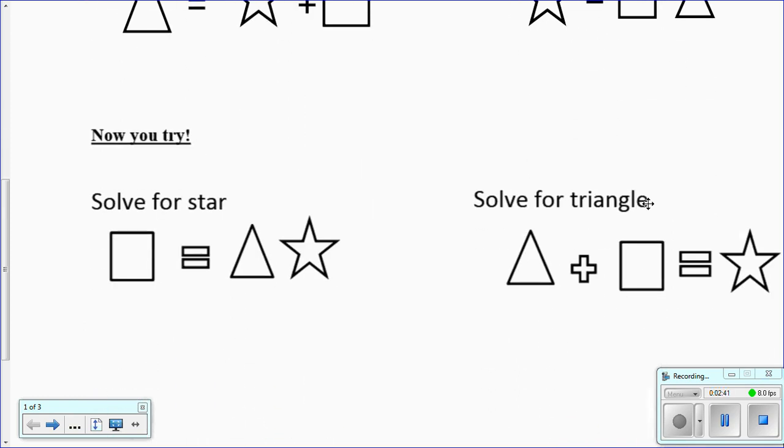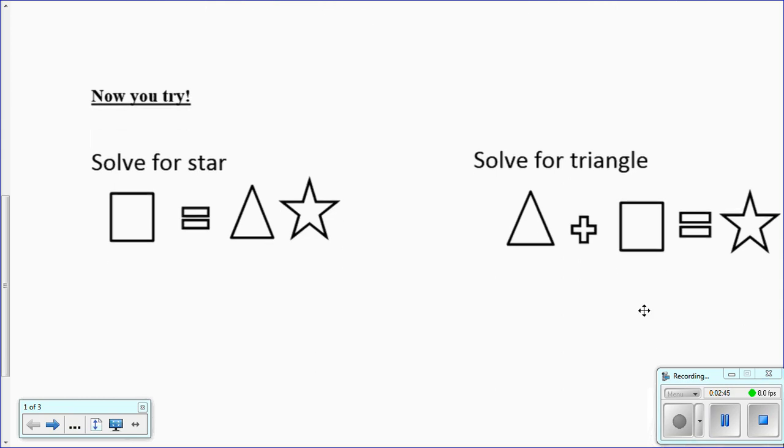Okay? Go ahead and try these two on your own. And we will go over the answers next class. I know that sounds really weird, but we'll see what a star equals. We'll see what a triangle equals. Okay?